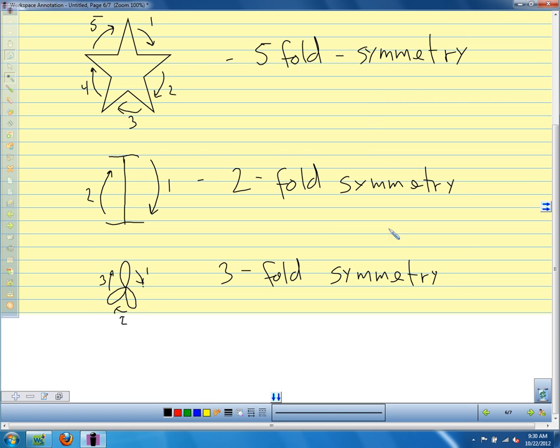All right, so we know what a polygon is. We know we name it by the number of sides. We know different parts of polygons. We know different types, and now we know different types of symmetry. And we'll use all of these to describe polygons as we work through the chapter. So any questions today?